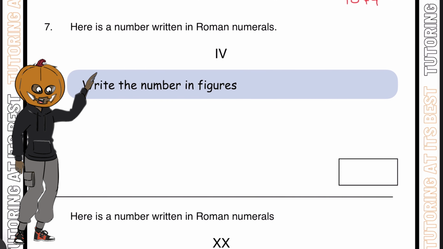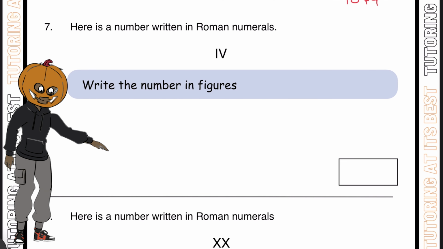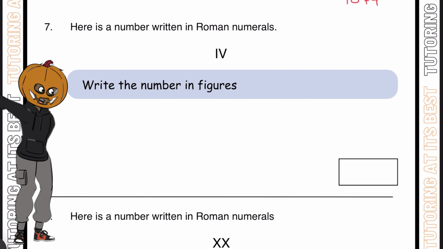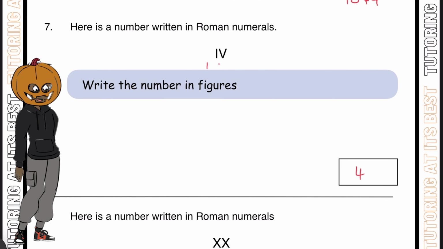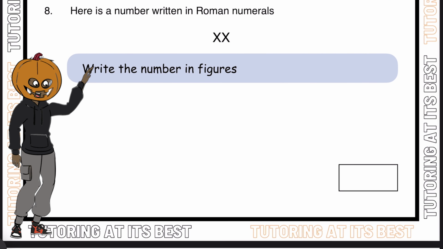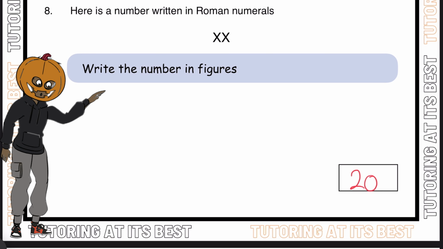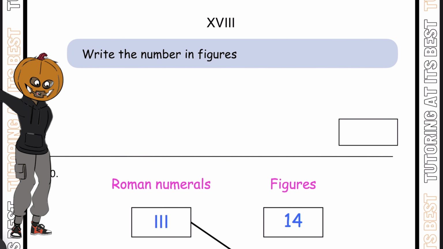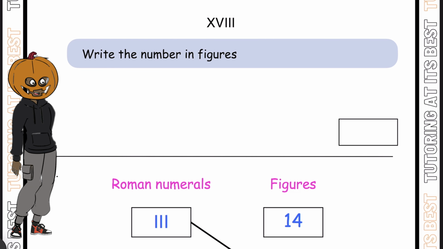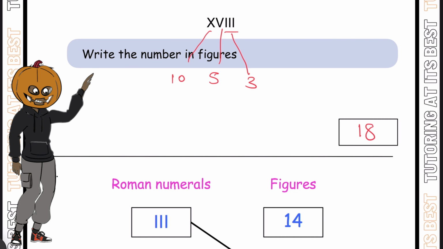Okay, 7. Here is a number written in Roman numerals. Write the number in figures. Well, we know that if a smaller number goes ahead of a bigger number, we subtract. So that is 4, because that's I and V. So we have to subtract. Okay, question 8. XX, we know is 20, because X represents 10. And then for question 9, we've got X, which is 10, V, which is 5, and these III, which is 3. Add it together, and we get 18.